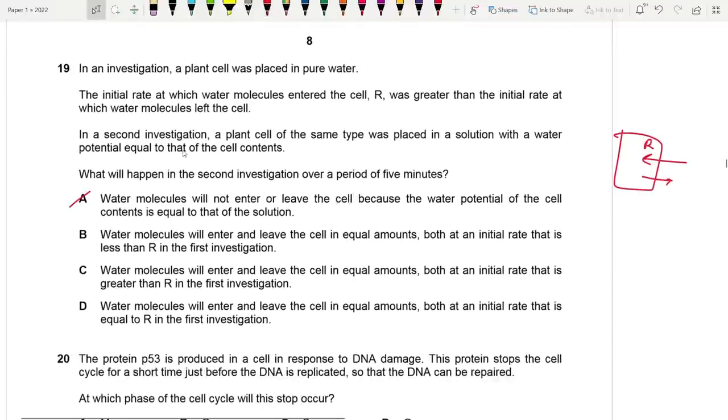This is wrong. Water enters and leaves, but at the same rate. Okay, water molecules will enter and leave the cell. A is wrong because it's saying that water does not enter. So in B, C, D, these are all right. Will enter and leave the cell in equal amounts, both at an initial rate that is less than R, both at an initial rate that is greater than R, both at an initial rate that is equal to R.